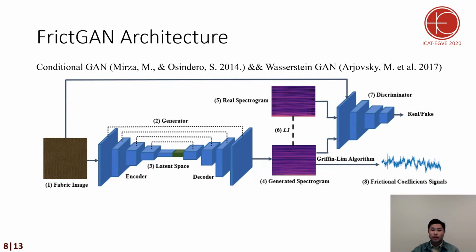We also include the L1 loss between the real and generated spectrograms. After the training stage, we remove the discriminator and only feed image data to the generator to generate the spectrogram, and then use the Griffin-Lim algorithm to convert the spectrogram data to the waveform signals.